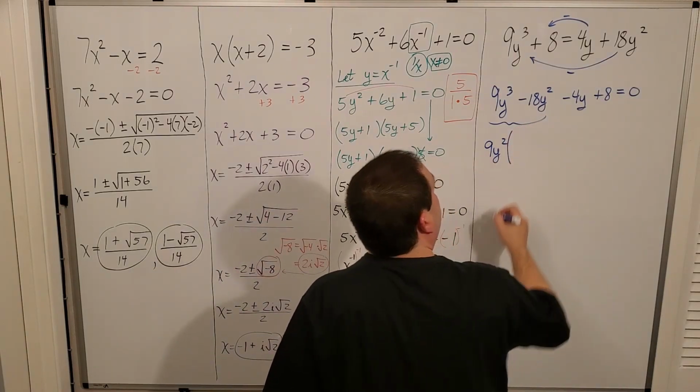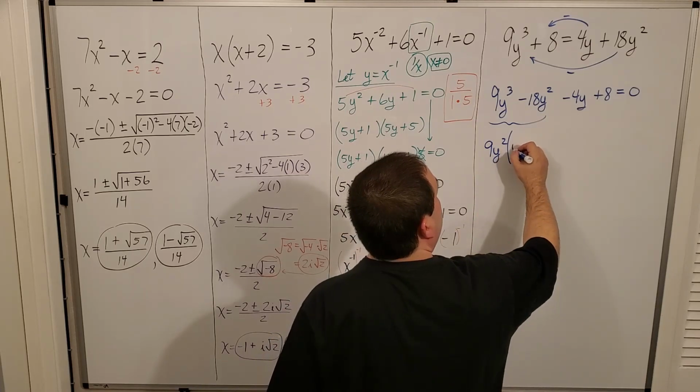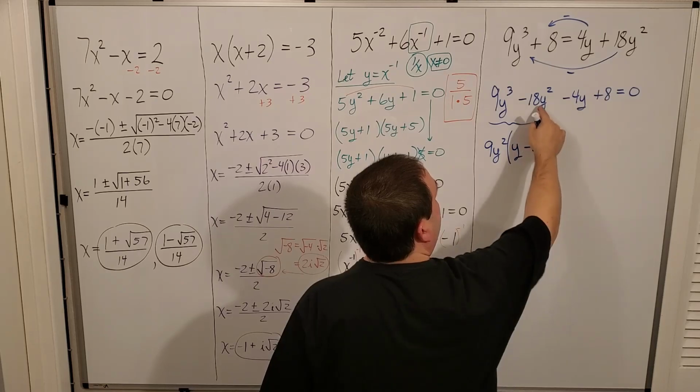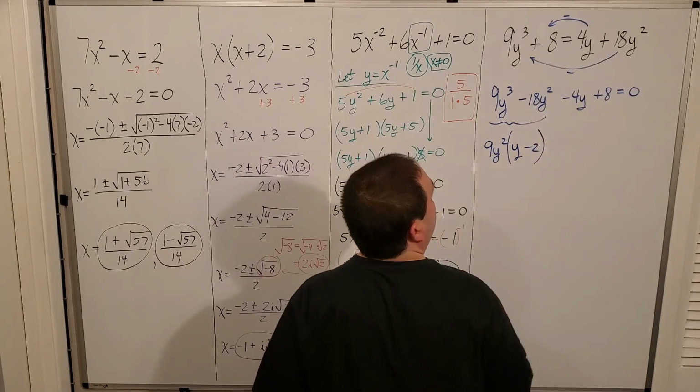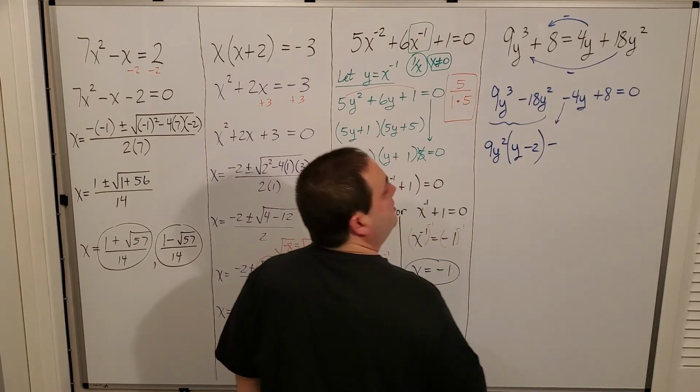So if I factor that out, 9 divided by 9 is 1. Y cubed, take away 2 of them, is just y. Negative 18 divided by 9 is negative 2. And I took both of the y squares, so that's good. Always match the middle sign here, so minus.